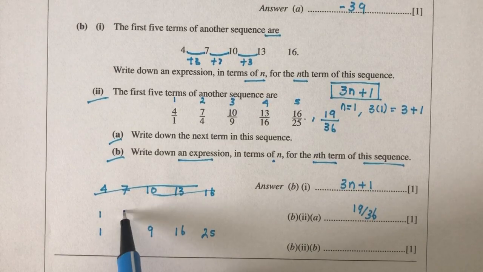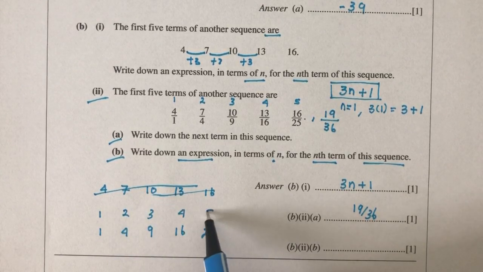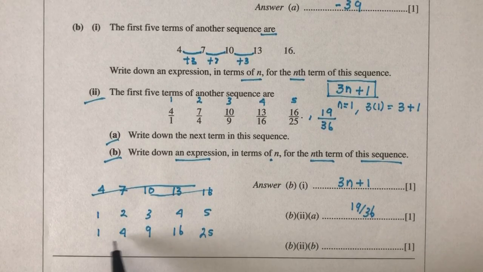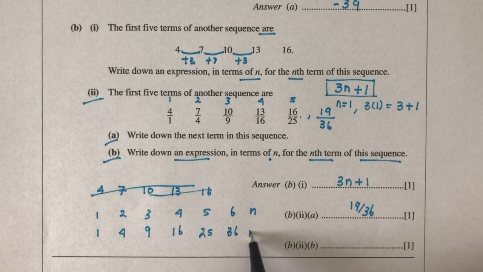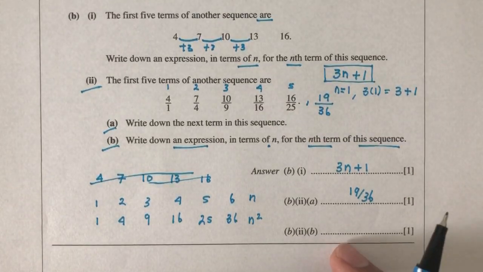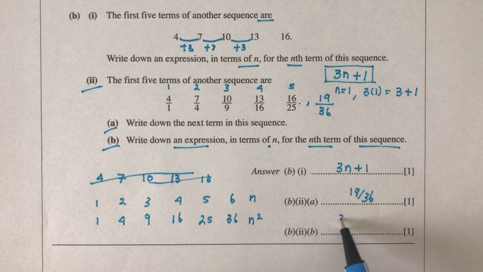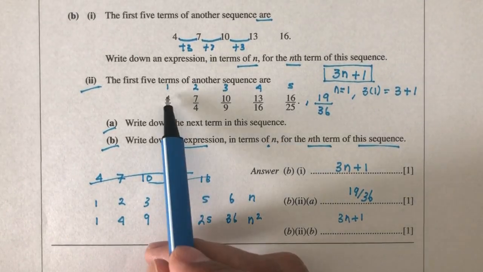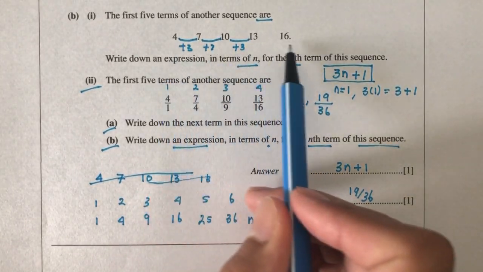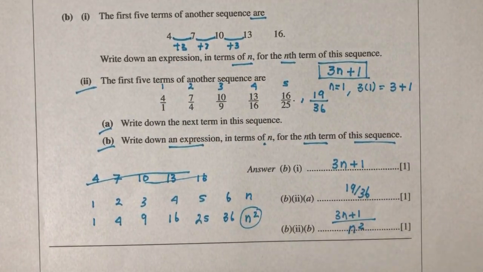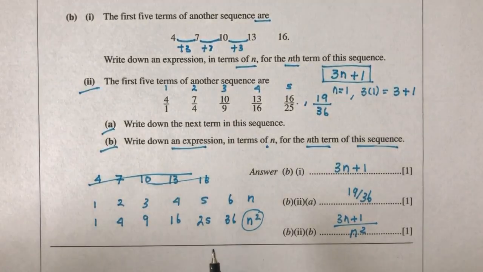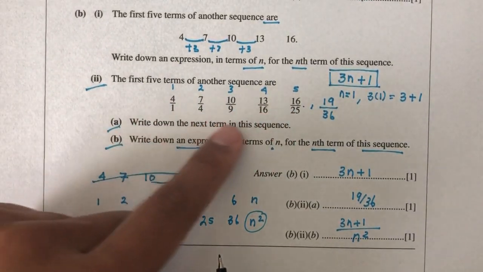So we know this is the first term, second term, third term, fourth, and fifth term. If you observe, it is the square of each of the numbers, right? So let's say, for example, if it was the 6th term, that will be 36. And what if it was n? That will be n squared. So that's why your nth term becomes, the top is 3n plus 1, which is the same sequence as on top, and the bottom is n squared. Just like that. You do this separately, top sequence and bottom sequence.